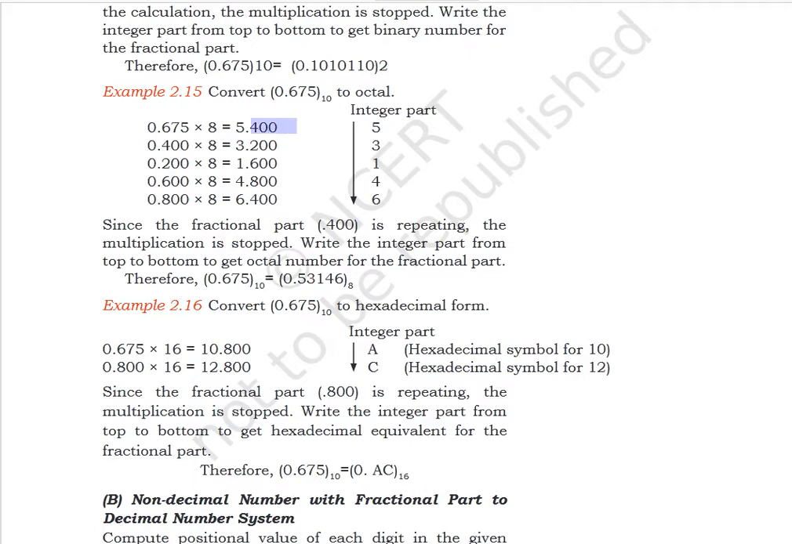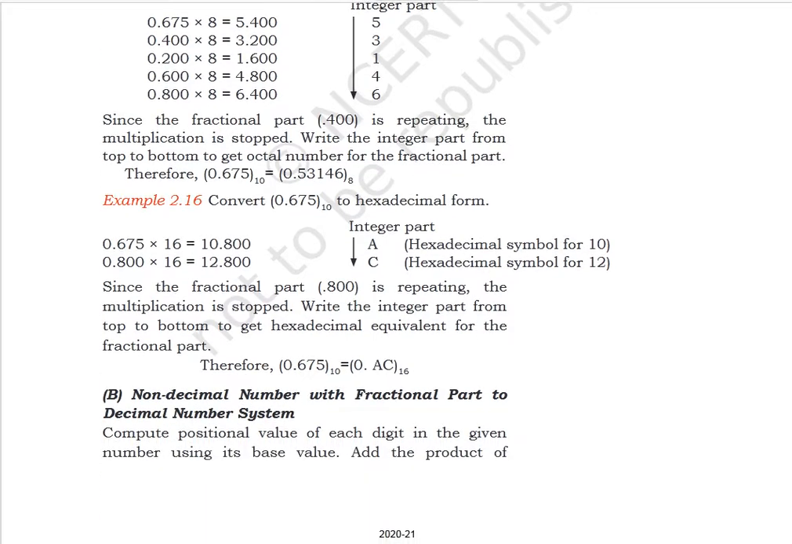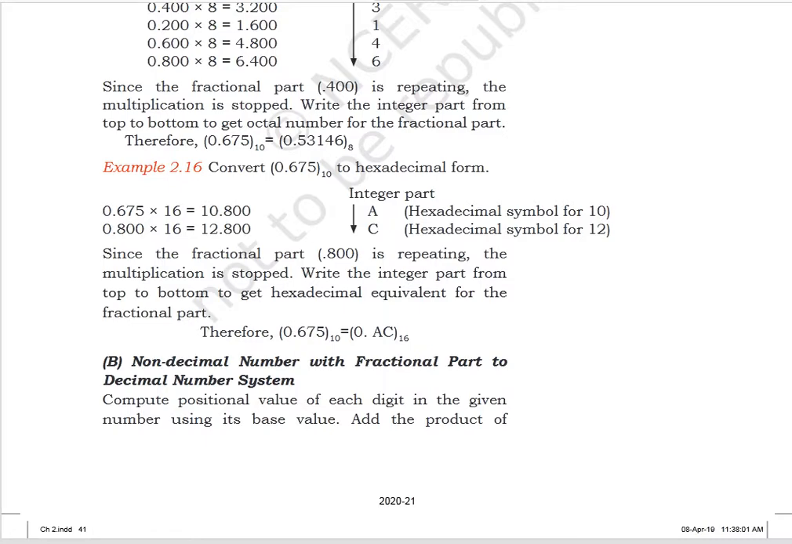The multiplication is stopped, and we will collect from top to bottom 53146 to the base 8, and this is the required octal number of the fractional part here. And convert this to hexadecimal form.